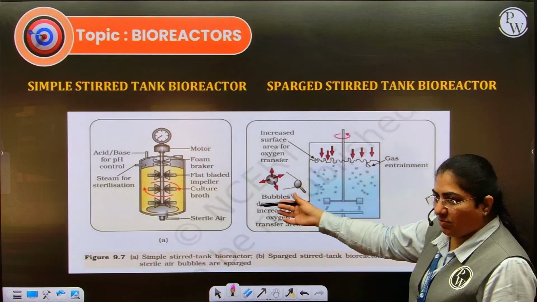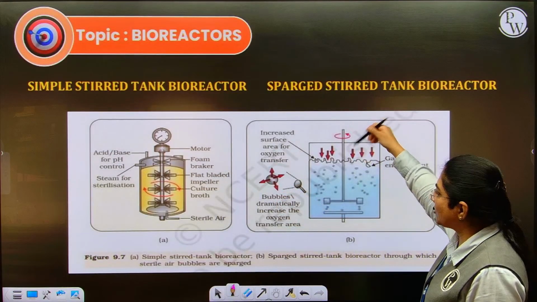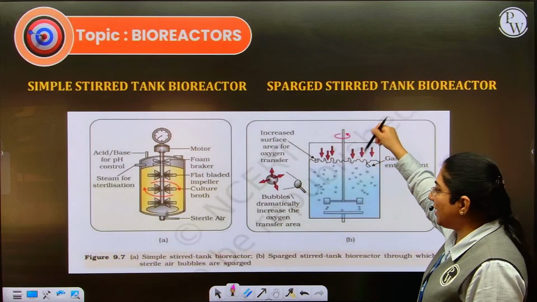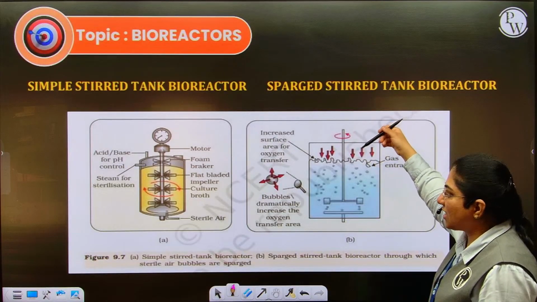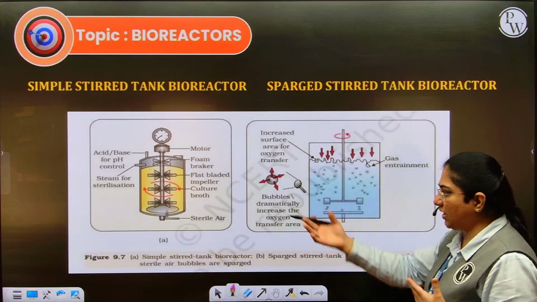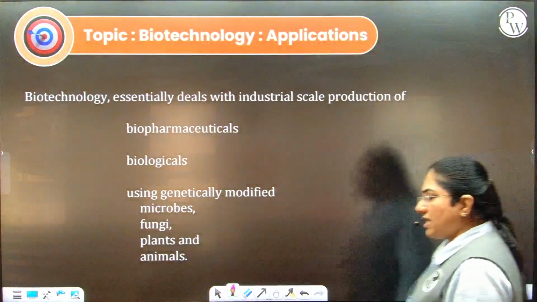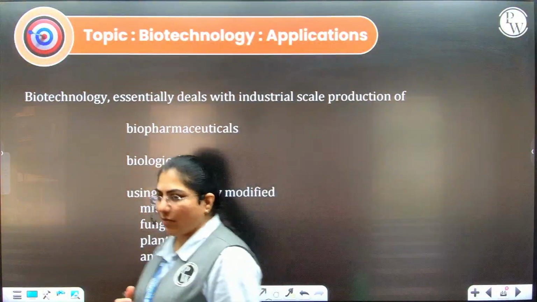The bacteria will multiply and the products will be obtained. Here also we are using the same thing, but we are generating bubbles so that the oxygen transfer increases, the surface area increases, and there is a fast production. Either of them can be utilized. So that is how various products are obtained.